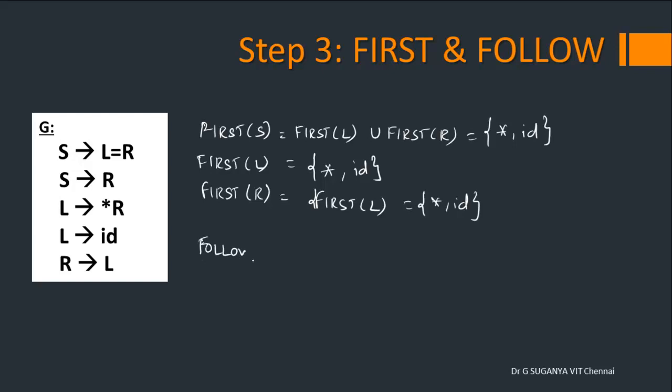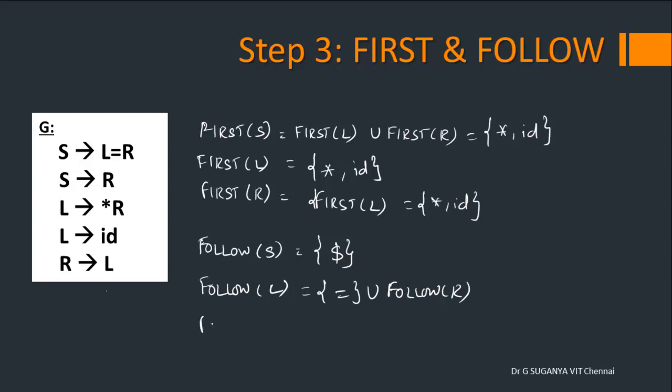Coming to follow of S, since it is a start symbol, include dollar. In no other production do we have S on the right hand side. That's it. Follow of L: L is followed by equal to over here. Along with that, if you see in the last production, L is not followed by any symbol, and hence you have to include follow of R, which is its parent.